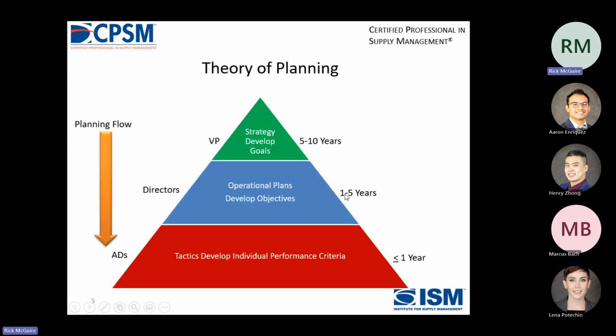And here's your theory of planning slide. The VP level is doing strategy and development goals. So the strategy and the goals go together, 5 to 10 years. And then the operational plans and objectives go together. That's 1 to 5 years, and that's at like the director level. And then assistant directors and commodity managers are down in the year or less level, and they're doing tactics and individual performance criteria. And each level supports the level above it.